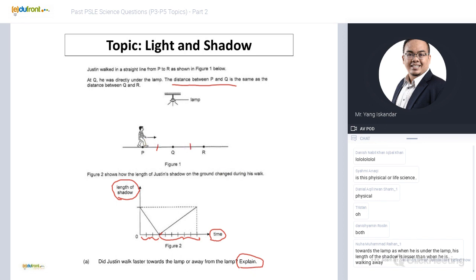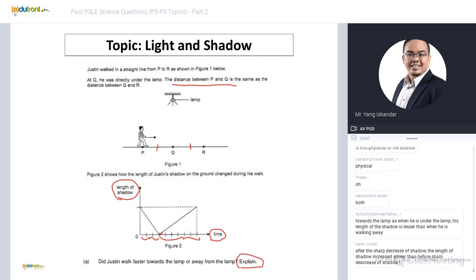Okay, Nadira says towards the lamp because the length of the shadow decreased more than when away from the lamp. Okay, most of you so far, your answers are not precise yet. Okay, Nadira almost there, but you are missing something very important. He walks faster, the decrease in the shadow took shorter time, increase.